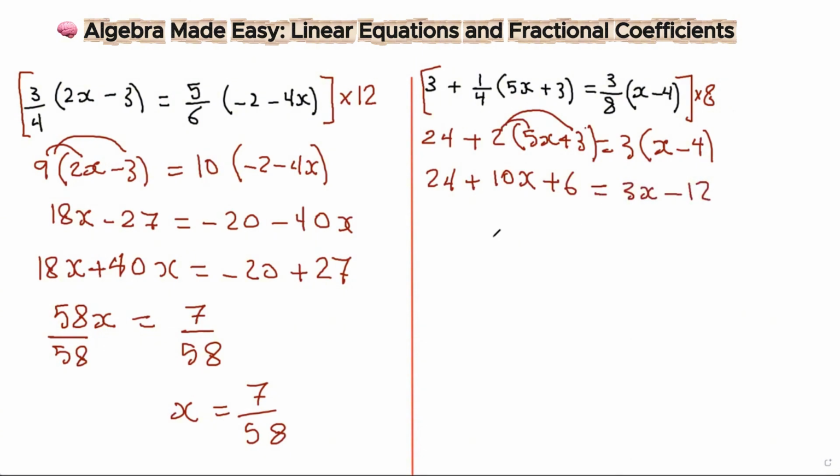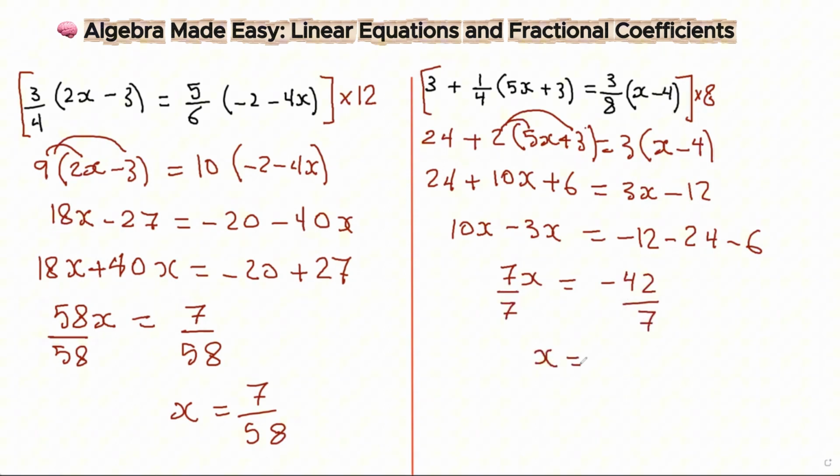So now, I'm going to bring the x's to one side, so I'll have 10x. Bring the 3x to the left side of the equal sign will make it minus 3x equals negative 12. Move the 24 to the other side of the equal sign, becomes minus 24. And the same thing with the 6. When you move to the other side, it becomes negative 6 as well. I have 7x equals negative 42. Divide both sides by 7. x equals negative 6.